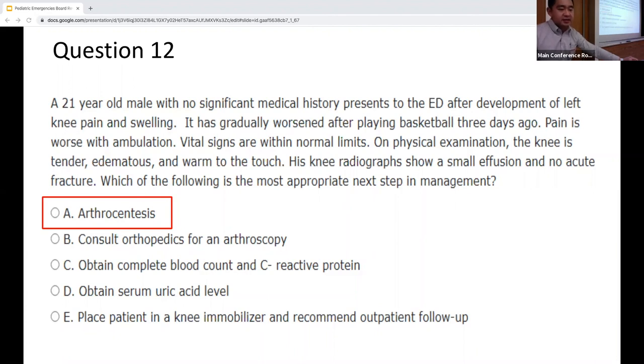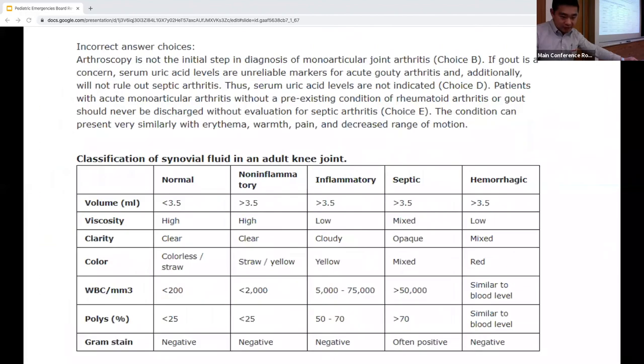He has some evidence that it might be infectious, because on exam it's tender, edematous, and warm to touch. So you worry about cellulitis or a septic joint, even though he has no fever. A CBC and a CRP aren't going to reassure you given your physical exam. That's why arthrocentesis is going to be the answer to rule out septic arthritis, right?